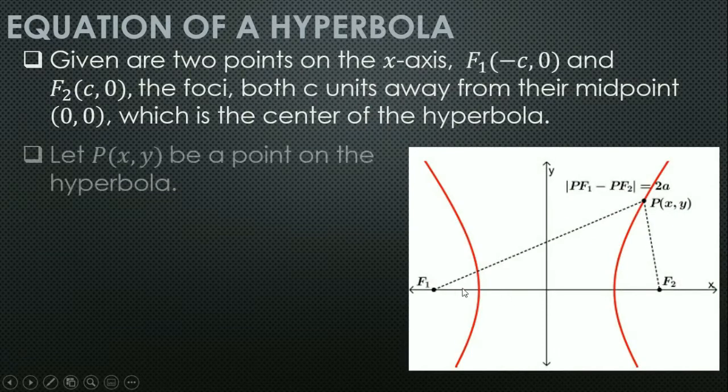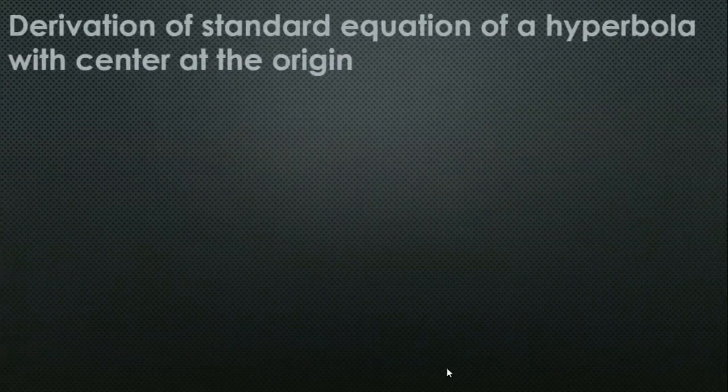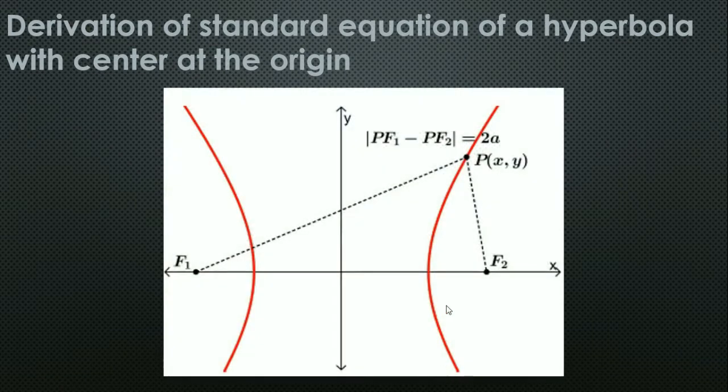This one. So let point P be a point on the hyperbola. This one is the point. Let the absolute value of the difference of the distances of P from f sub 1 and f sub 2 be 2a. So take note of this formula. Thus, the absolute value of the difference of Pf sub 1 and Pf sub 2 is equivalent to 2a. So, derivation of standard equation of a hyperbola with center at the origin.